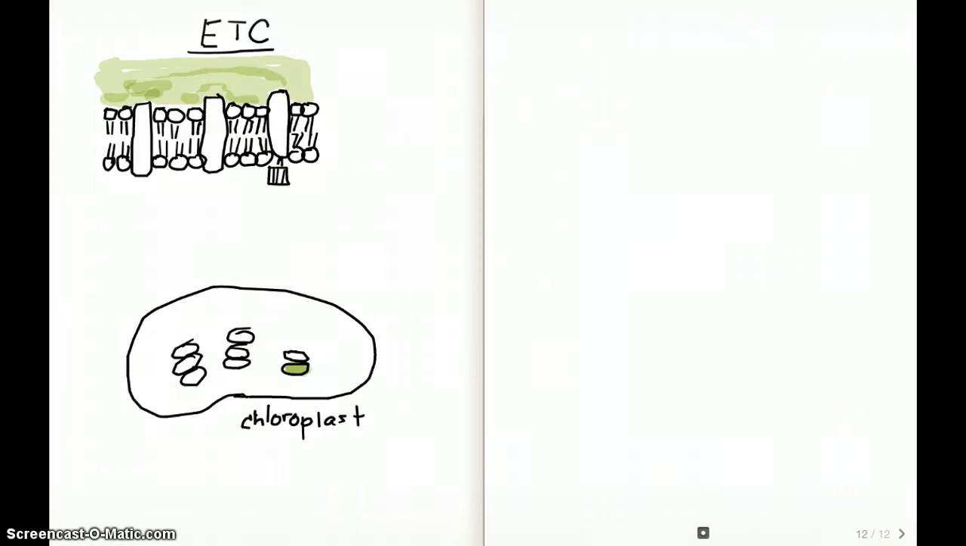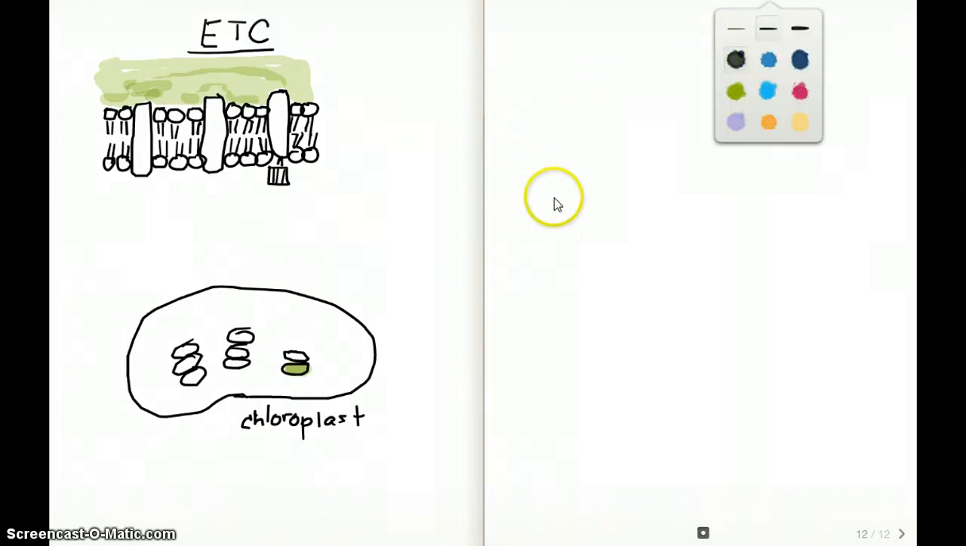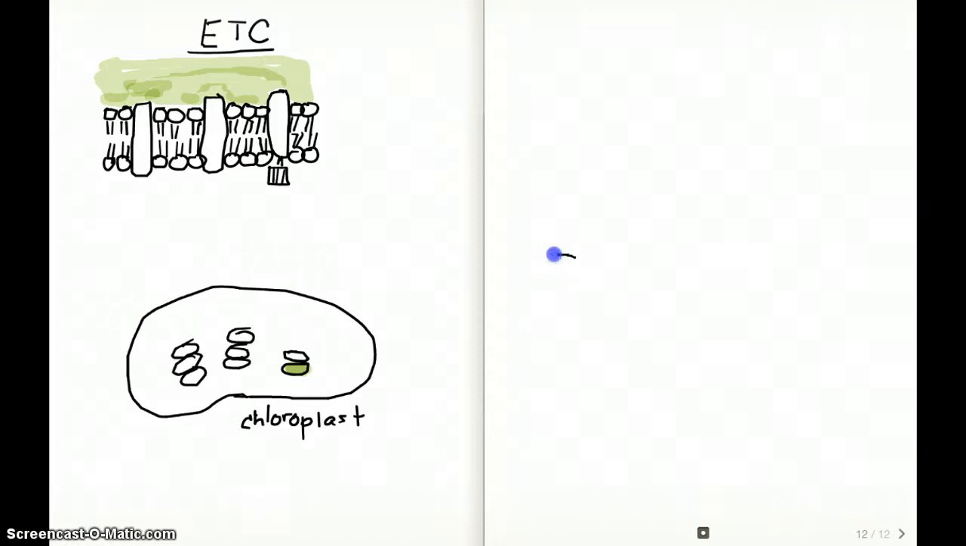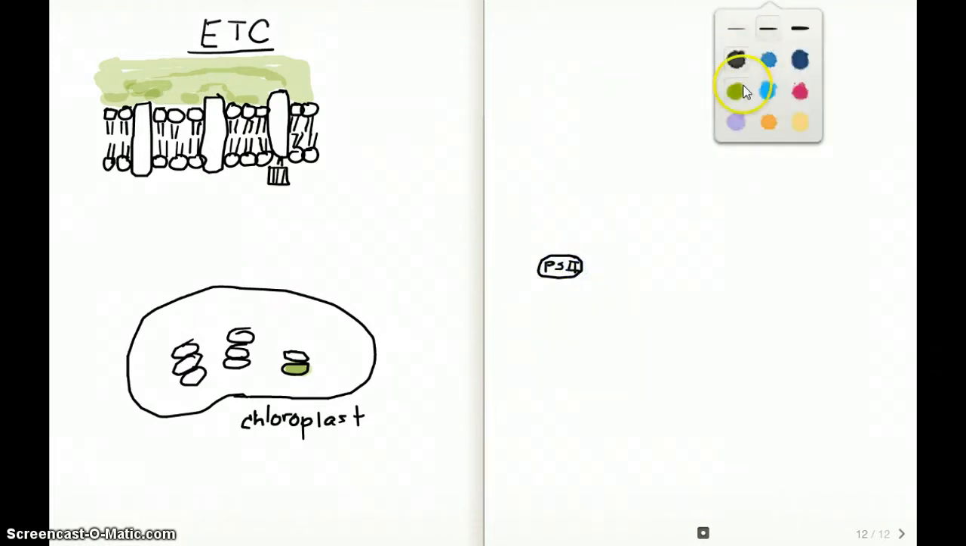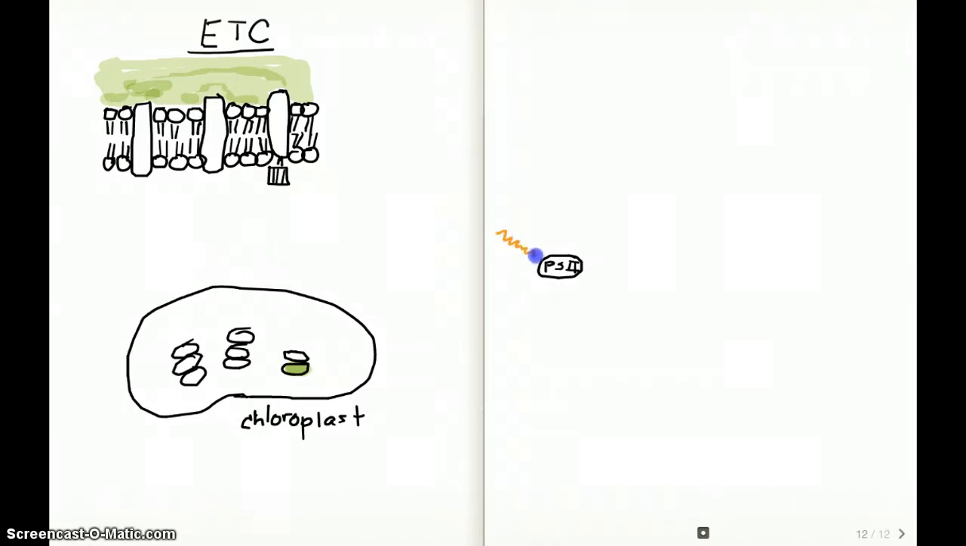So let's start at the beginning. And in this case, we'll start over here. We'll do the light reactions over here. And this is our photosystem 2. And don't forget, photosystem 2 comes before photosystem 1. And it does that simply because it was found first. Or photosystem 1 was found first and photosystem 2 was found second.